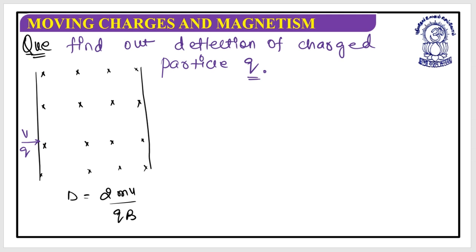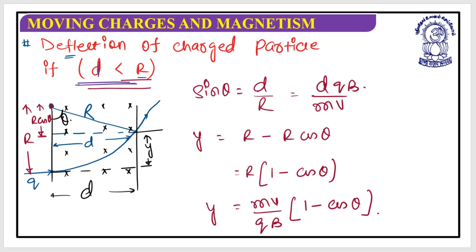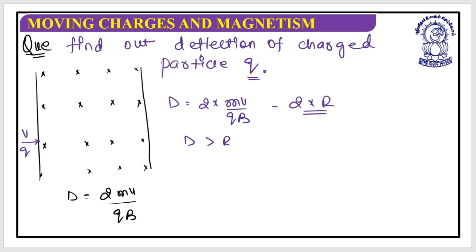This is the requirement. First, you need to understand what d is. It is 2mv/qB, which equals twice the radius. Whatever I have derived, it is d. For d less than r... here d is greater than r. So when d is greater than r, the particle enters here and leaves from here. So the angular deflection is 180 degrees. The angular deflection is 180 degrees.